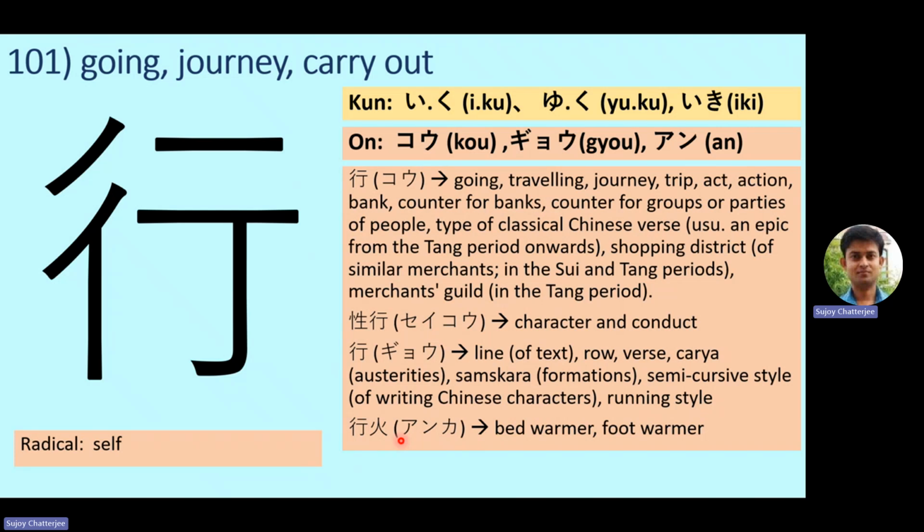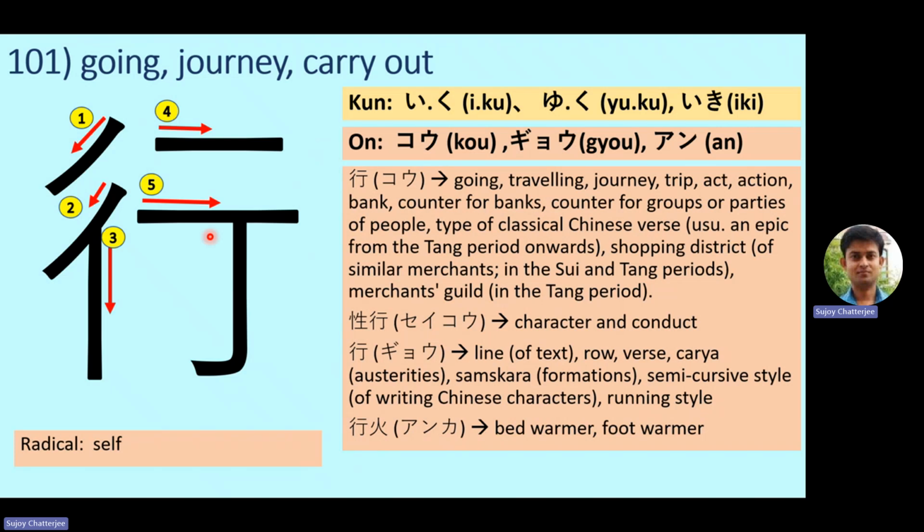Now, what is the radical here? So here there is no other radical. This symbol itself is a radical. Now let's look at the stroke order. This is the first stroke. This is the second stroke, the third stroke, the fourth stroke.